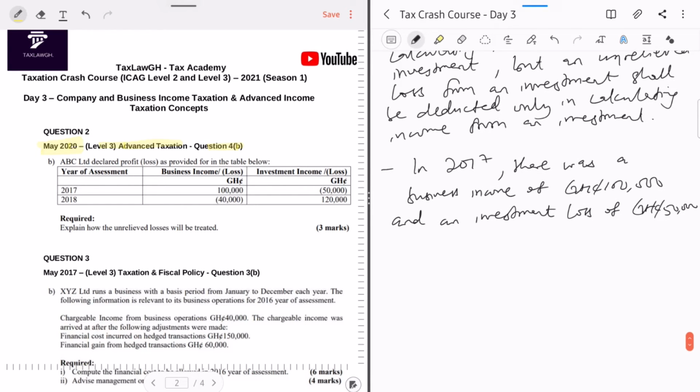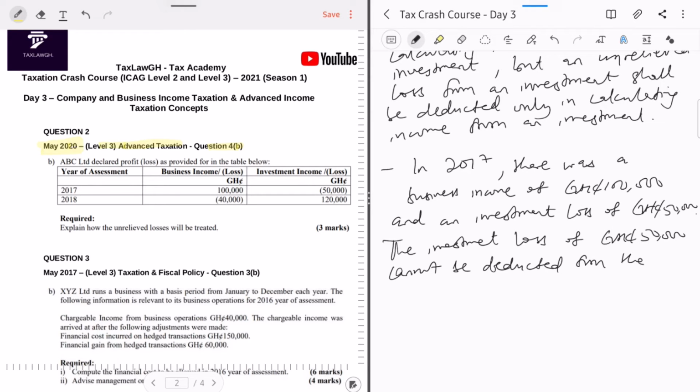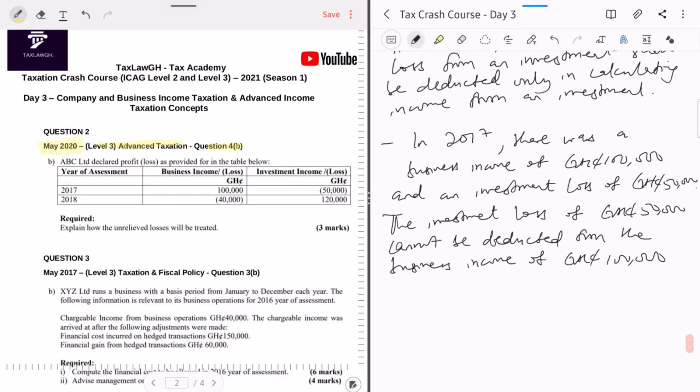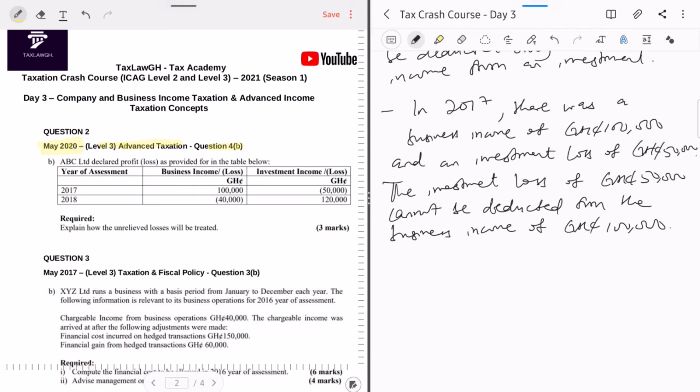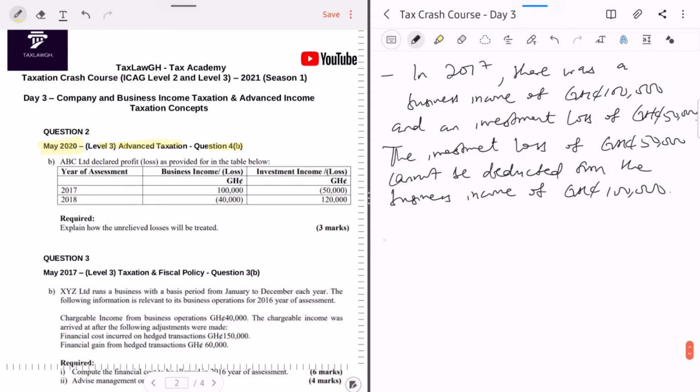Here we have investment loss and we have business income. Remember I told you, you can't deduct investment loss from business income. So we'll say the investment loss of 50,000 cedis cannot be deducted from the business income of 100,000 cedis. So that is it. You can't deduct. Okay. The next one is what?